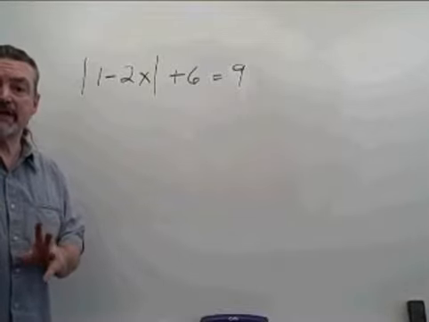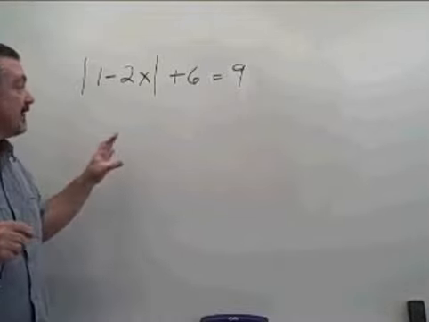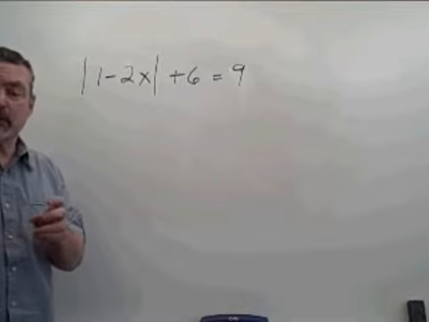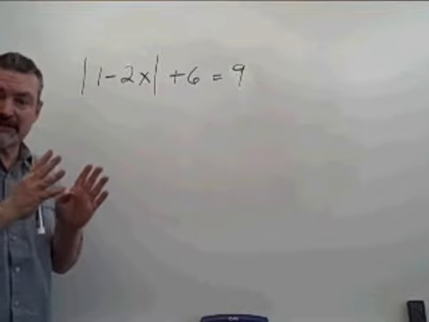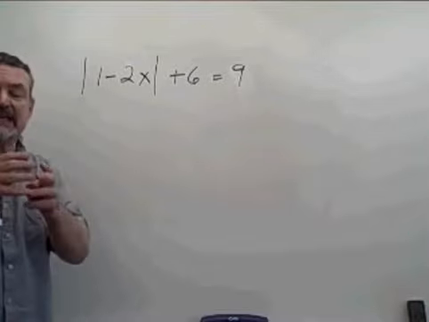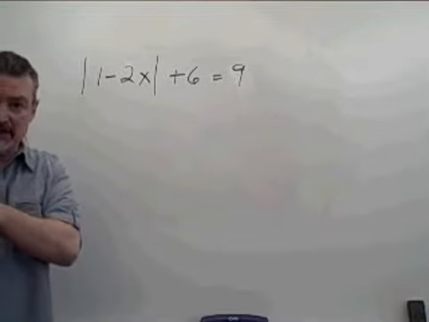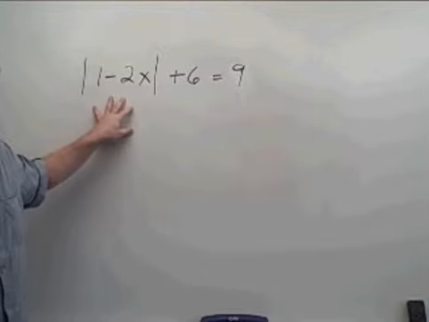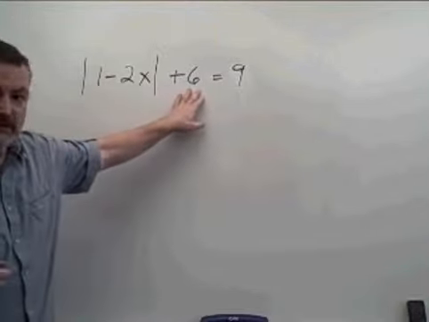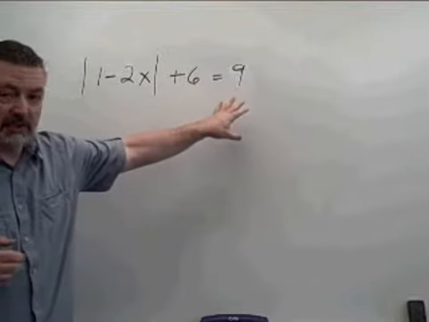Let's look at this absolute value equation. Now, the technique we've been using requires us to first, on one side of the equation, isolate the absolute value, and then have our constant on the other side. Well, we don't have that right here, do we? We have the absolute value quantity plus a constant equals a constant.